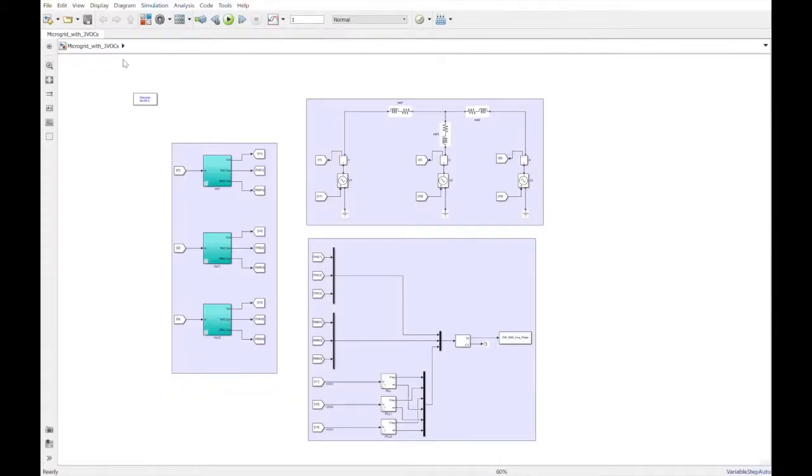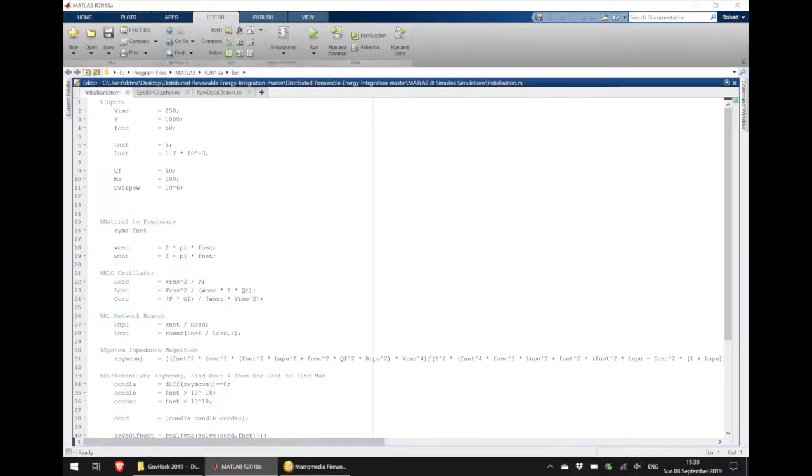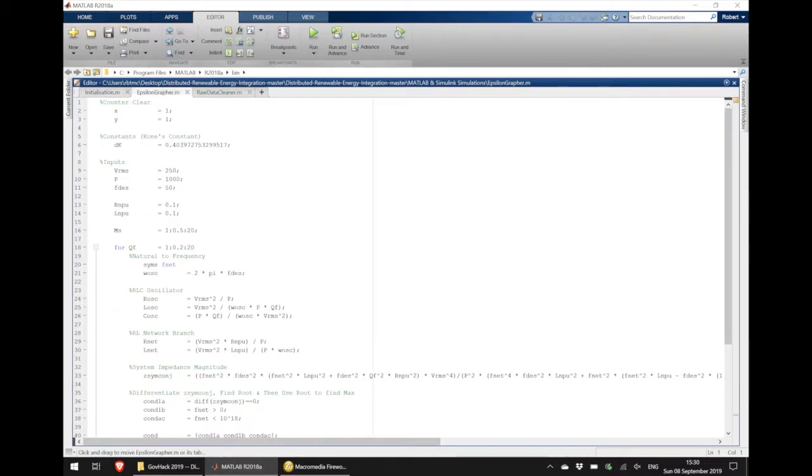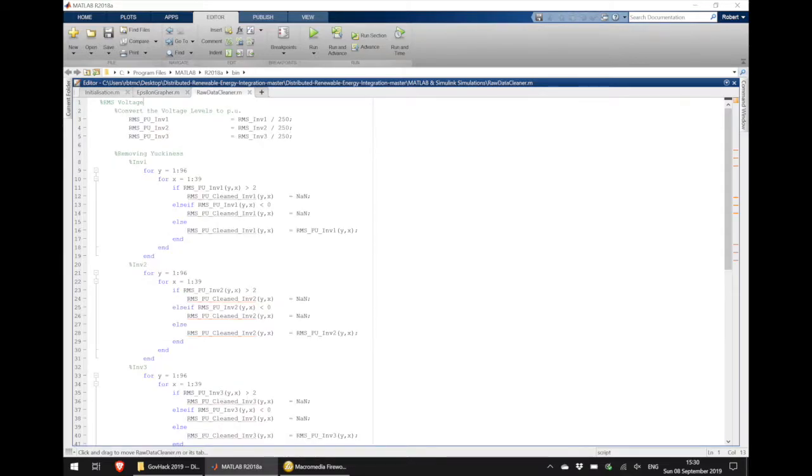A simple simulation was created that mirrors a theoretical future Yeppoon microgrid, where Yeppoon is a regional community located near Rockhampton. An initialization file is used to populate the variables in a simulation. Grapher is used to represent and view some of the outputs, and this raw data cleaner allows the output data to be cleaned and presented in a nice manner.